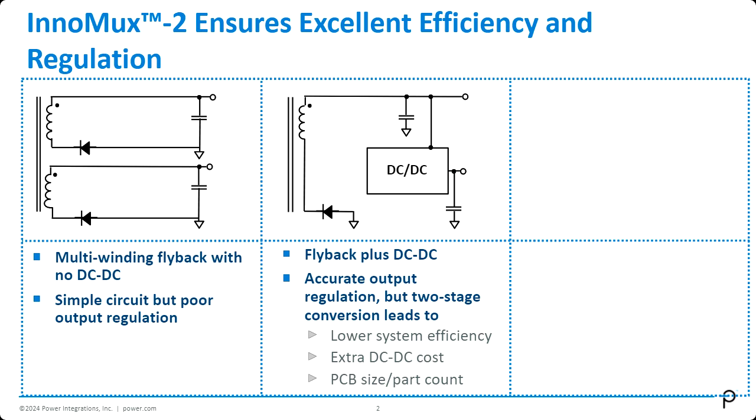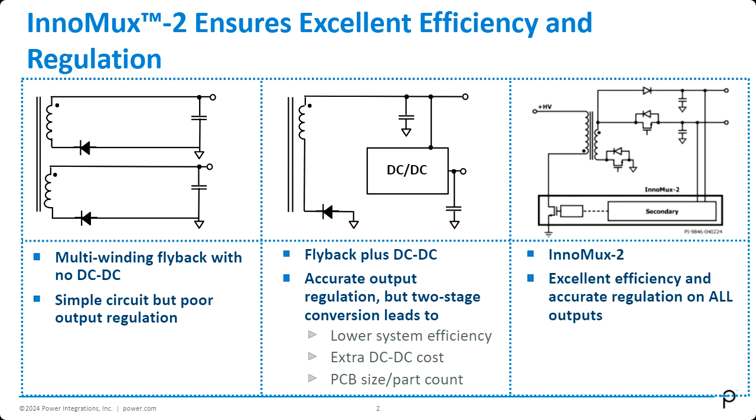However, the additional DC to DC circuit means you have to compromise on your system efficiency because of the second stage of power conversion. And other problems coming along with the DC-DC are that you have to add on component count in the system. You might have to use a larger size PCB, and you'll have to add on the cost of the system. So none of these are really ideal. So how do we tackle these limitations with the existing solutions?